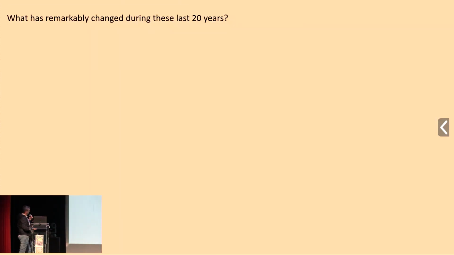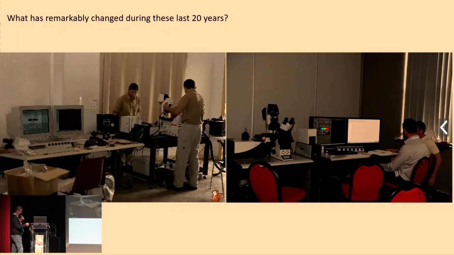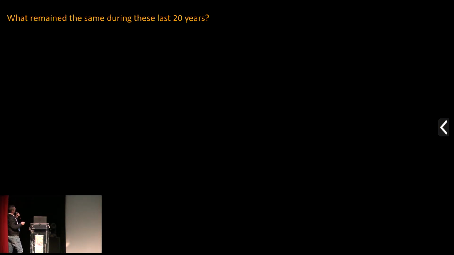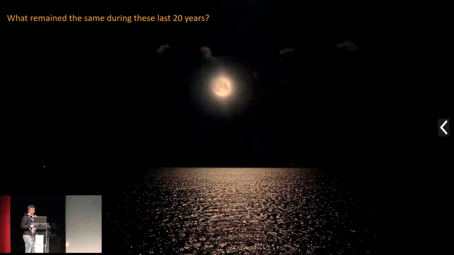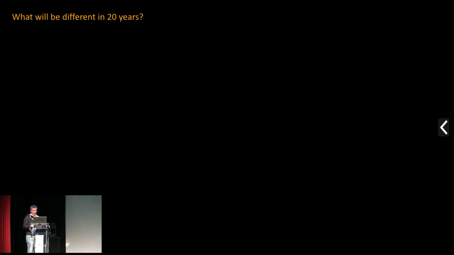So what has remarkably changed during these last 20 years in the field? Honestly, I think it is the screens of the computers. There's a clear difference in the screens of the computers. I mean, nobody can say otherwise. So what remained the same during these last 20 years? The moon over the sea. I think even 20 years after, when you just look at the sea and the full moon on top of it, it's still the same. So the question is, what will be different in 20 years?